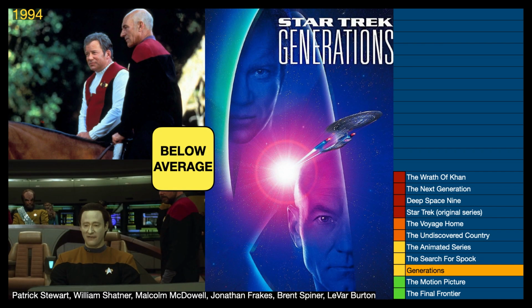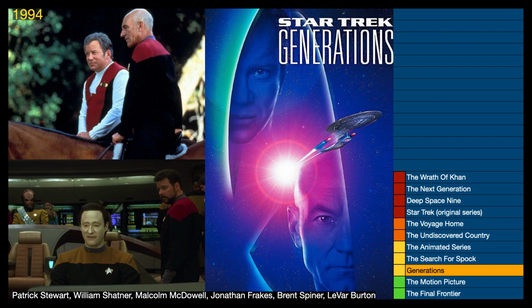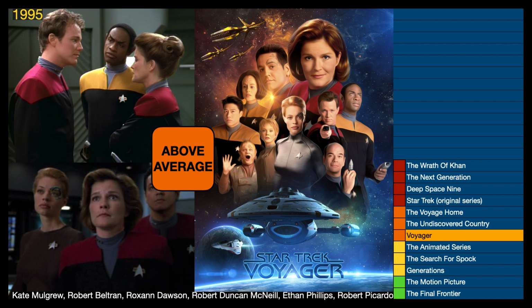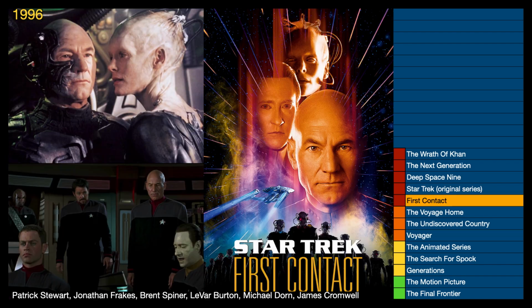1994, Generations. Captain Picard and Captain Kirk join forces in an extra-dimensional nexus to stop a deranged scientist. 1995, Voyager. A Federation ship attempts to return home after Captain Janeway and crew are stranded on the far side of the galaxy. 1996, First Contact. The Next Generation crew travel back in time to stop the Borg from conquering Earth and changing the past.